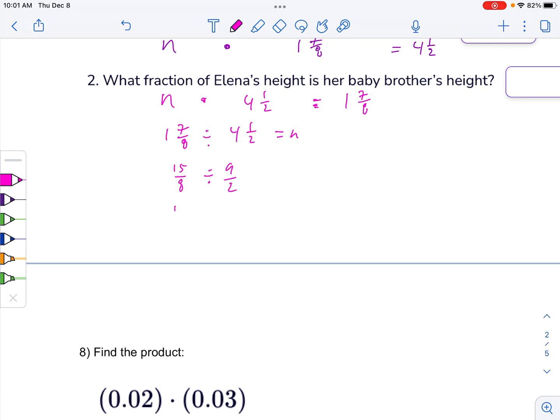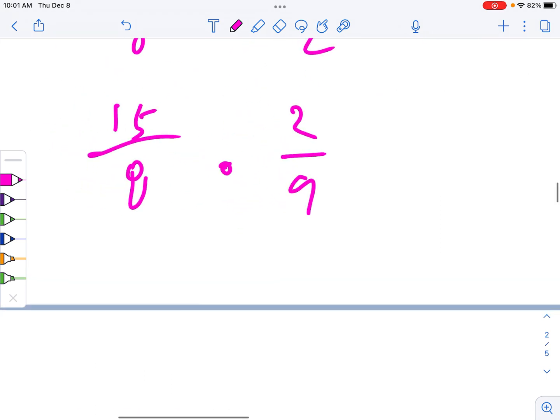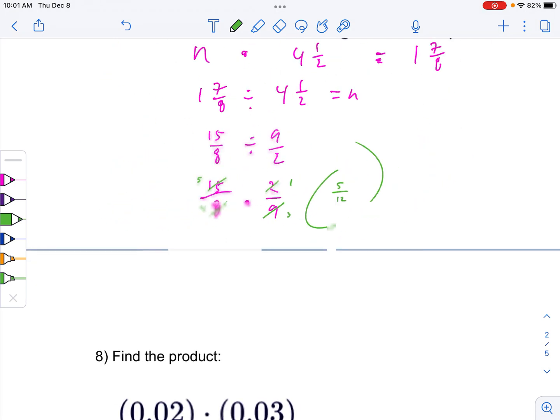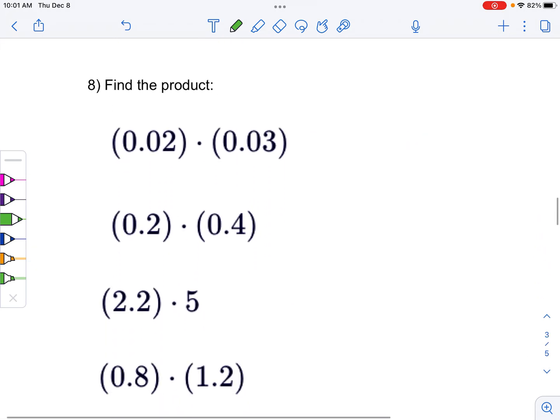Let's go ahead and turn this into a multiplication problem. Keep that first number, flip that second number. Oh, look at this. More cross simplifying. 2 over 8 equals 1 over 4. 15 over 9 is equal to 5 over 3. 5 times 1 is 5. 4 times 3 is 12. 5/12. Bing! Nicely done. You guys are amazing.